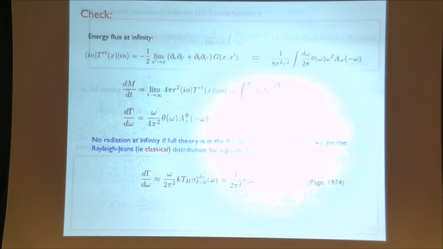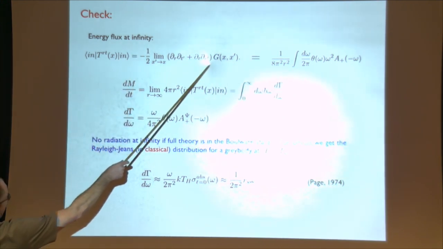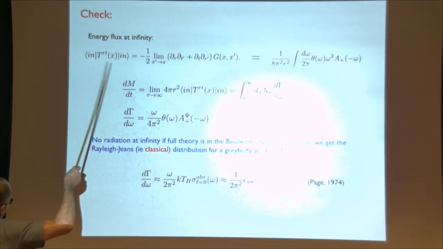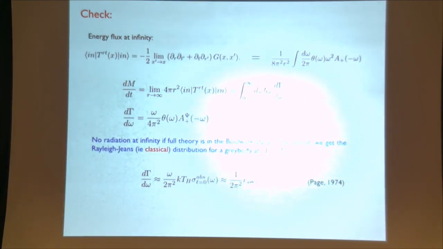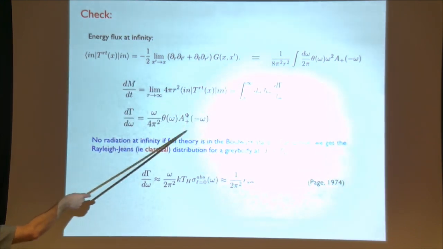This is the answer at leading order. And then the simple check is that in the effective theory, we can calculate the flux due to the fact that this operator is spitting out modes. It's just related to the coincidence limit of this two-point function, the expectation value of the stress tensor, or of the energy flux component. And sure enough, it agrees with what we had in terms of A plus, this is what it looks like.